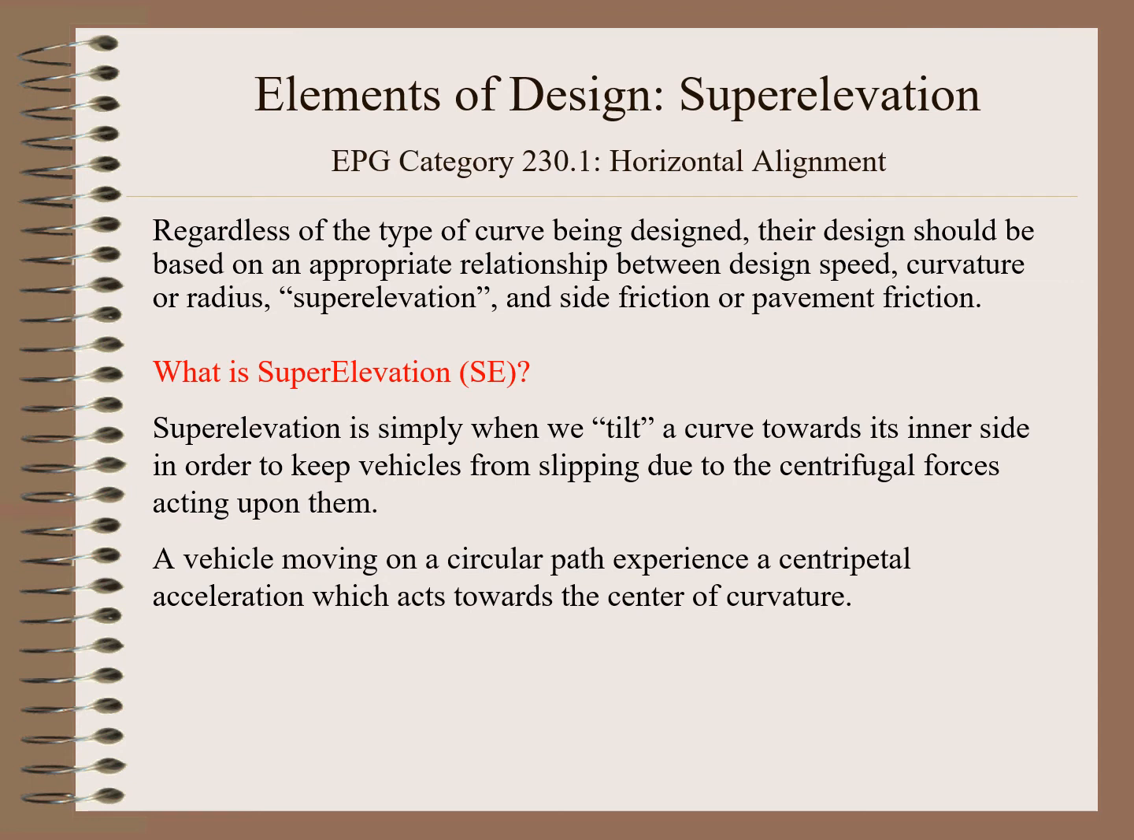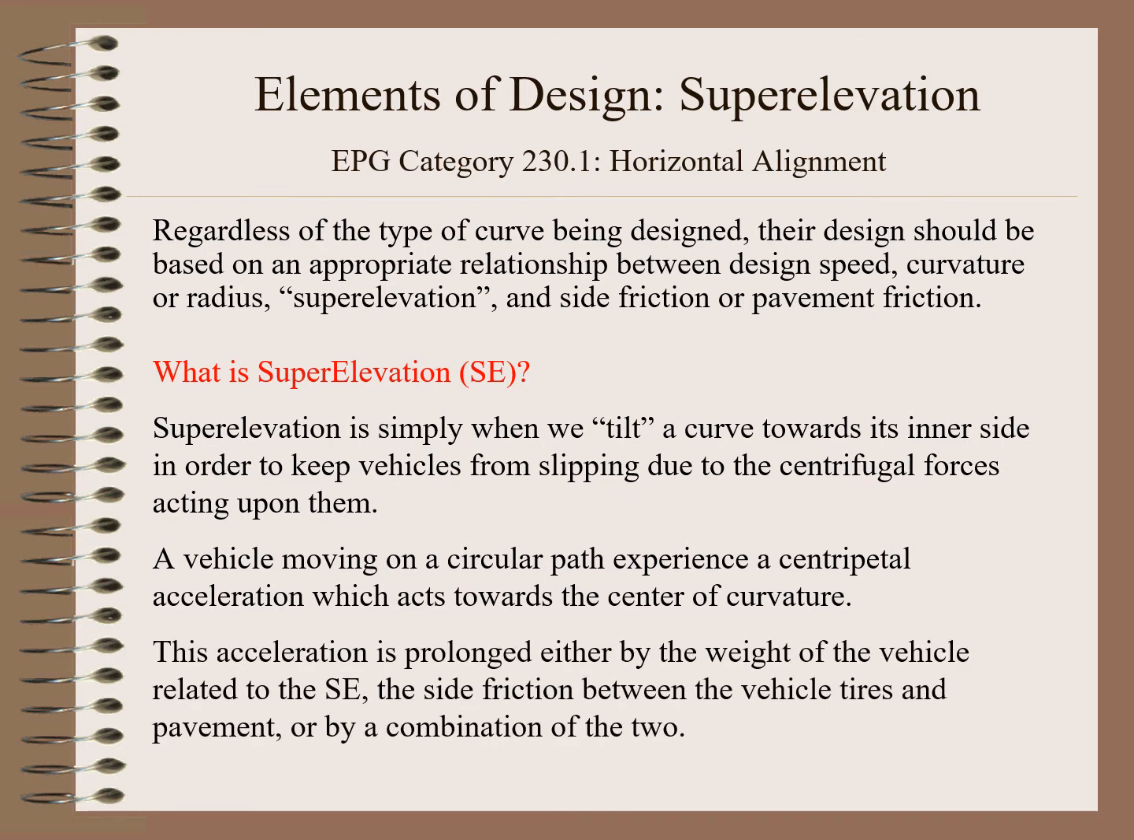A vehicle moving on a circular path experiences a centripetal acceleration, which acts towards the center of the curvature. This acceleration is counteracted either by the weight of the vehicle related to the superelevation, the side friction between the vehicle tires and pavement, or by a combination of the two.